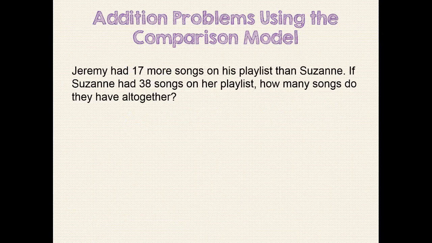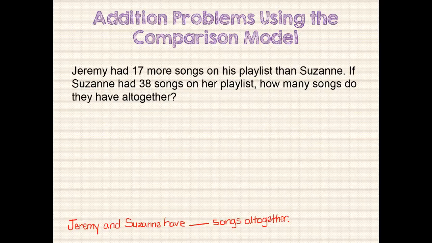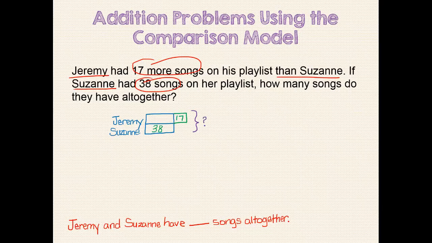This is a similar comparison model addition problem. I'd like you to try this one on your own. Pause the video while you solve it. When you're ready to check your answer, start the video again. Did you remember to write a sentence statement? Did you identify the important information? Does your model look similar to mine? Did you follow the same process, or did you approach it another way? Did you find that Jeremy and Suzanne have 93 songs altogether?